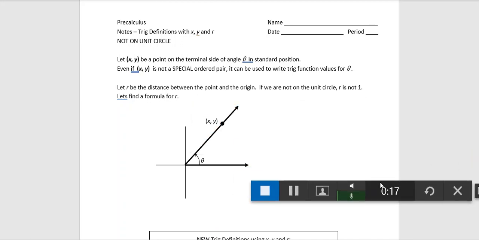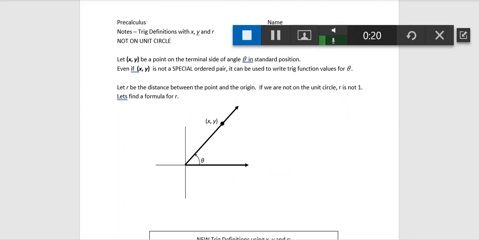Let's move this over here so it's out of my way. Okay, so here we go. Let's go over, we did A and B. Let's do actually this one right here. Quick review. So we have an ordered pair. It's not one of our special ordered pairs. It's just an ordered pair.